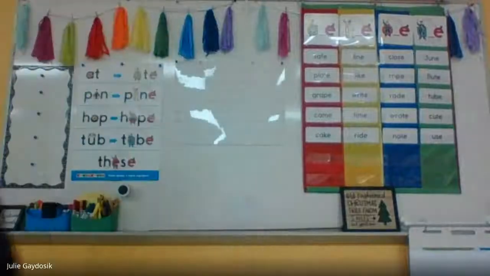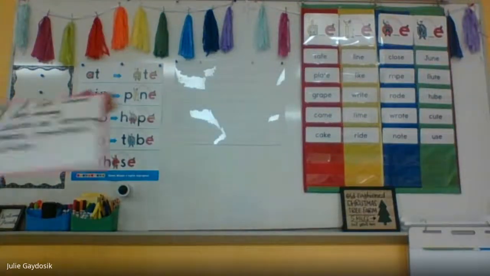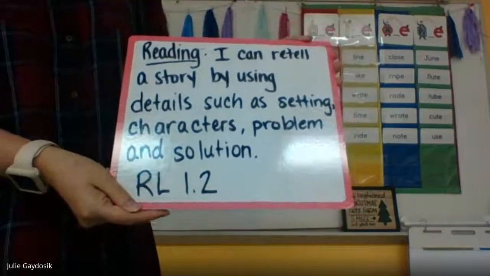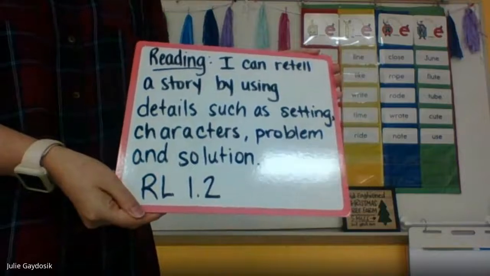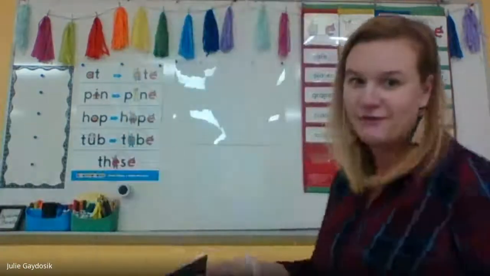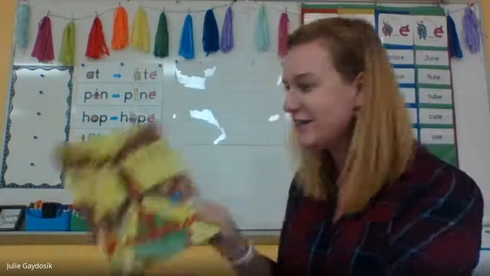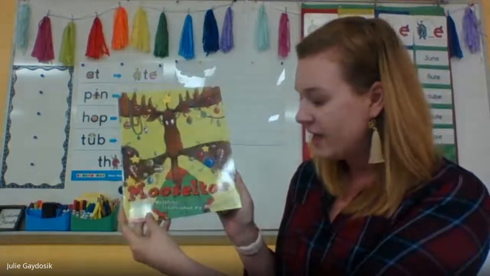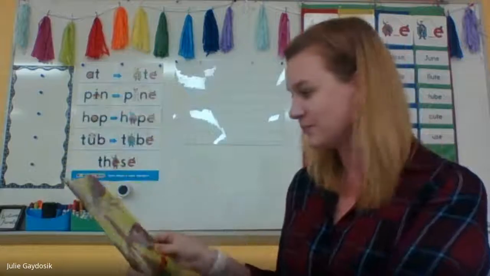Alrighty. So before we go and read our book, I do want to go over our I can statement. So our I can statement is I can retell a story by using details such as the setting, characters, problem, and solution. So today we're going to read a fun Christmas story, so a fun holiday book, and then I'll go over your Seesaw activity with you. So today, let me get comfortable and cozy to read the story to you. This is the story Mistletoe by Margie Palatini, illustrated by Henry Cole.